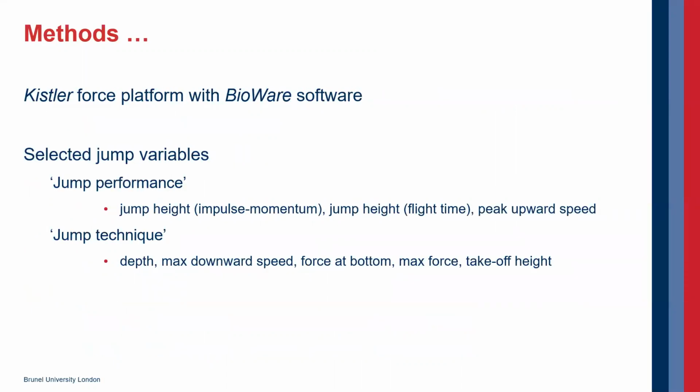So we got the player to do the jumps on a force platform, and the jumps were analysed with BioWare software. And we divided up the jump variables into performance variables. So these were things like the jump height, calculated using the impulse momentum method, the jump height calculated using the flight time method, and the peak upward speed. And we had some other variables that characterize the jumper's technique. So this is the counter movement depth, the maximum downward speed, the force at the bottom of the counter movement, the maximum upward force, and the takeoff height.